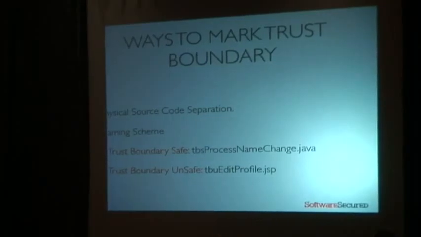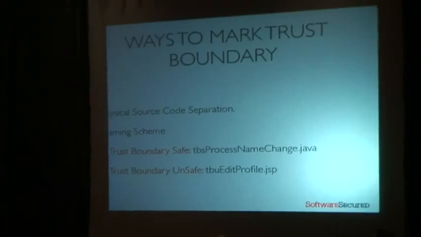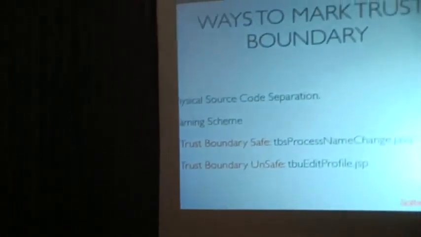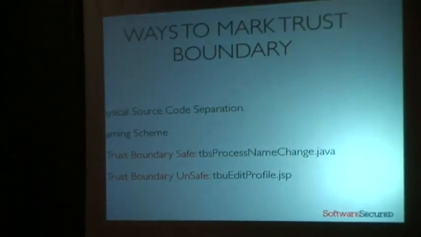So it looks good on paper, but I'm a developer and I get a patch. How do I know whether this is inside the trust boundary or outside the trust boundary? So these are suggested ways to make it easier for developers to get an idea of whether I need to look at this code closely or not. For example, physical source code separation. It might be worth it to separate the code that is inside the trust boundary into different source code, into different physical file systems, different folders at least, and the source code outside the trust boundary on another, so the developer would know just from the path of the file what he is actually looking at.